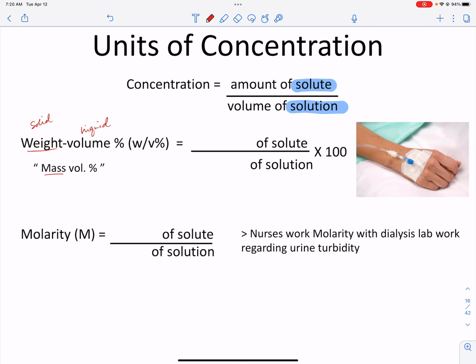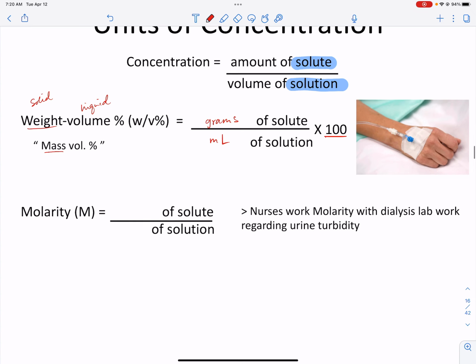So the way the units work out here is that we're going to measure the grams of solute and divide that per the milliliters of solution. And then we always multiply it by 100 over here to turn it into a percent. Remember that the solute will be a lesser amount than the solvent. So that's why it will always be a decimal, and then you multiply it by 100 to get that percent.